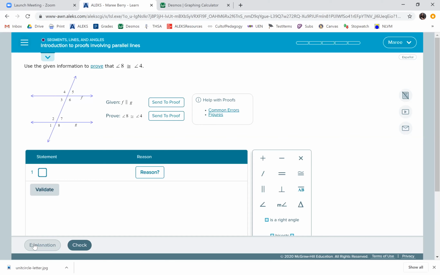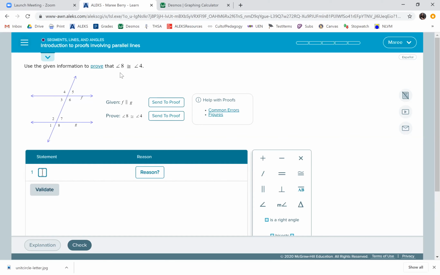It's saying use the given information to prove that angle 8 is congruent to angle 4. So if you can see 8 and 4, they're on the exterior and they're alternate. So these are alternate exterior angles. Since it's given that F is parallel to G, we'll send that to the proof. Then we know that those two are congruent because alternate exterior angles are congruent when the lines are parallel.